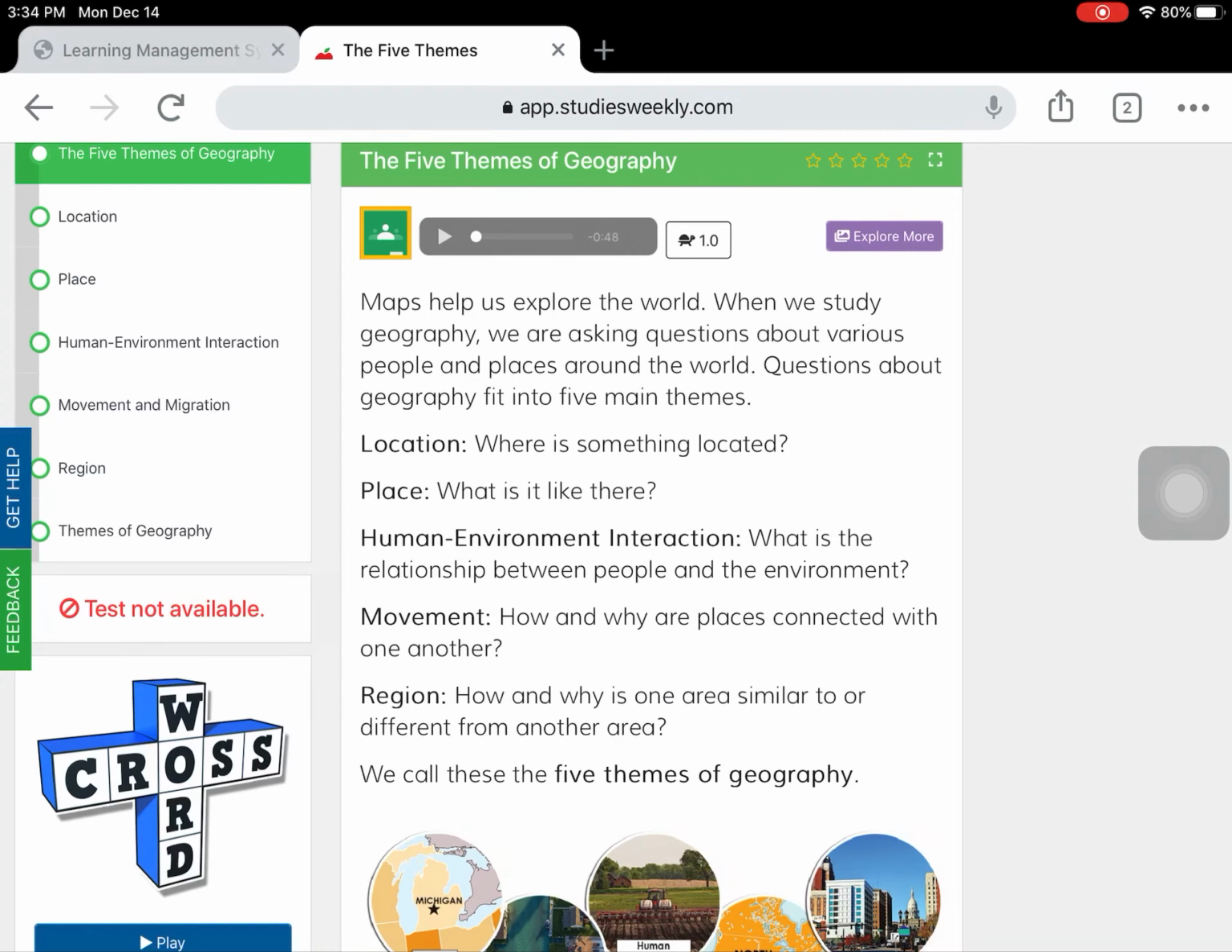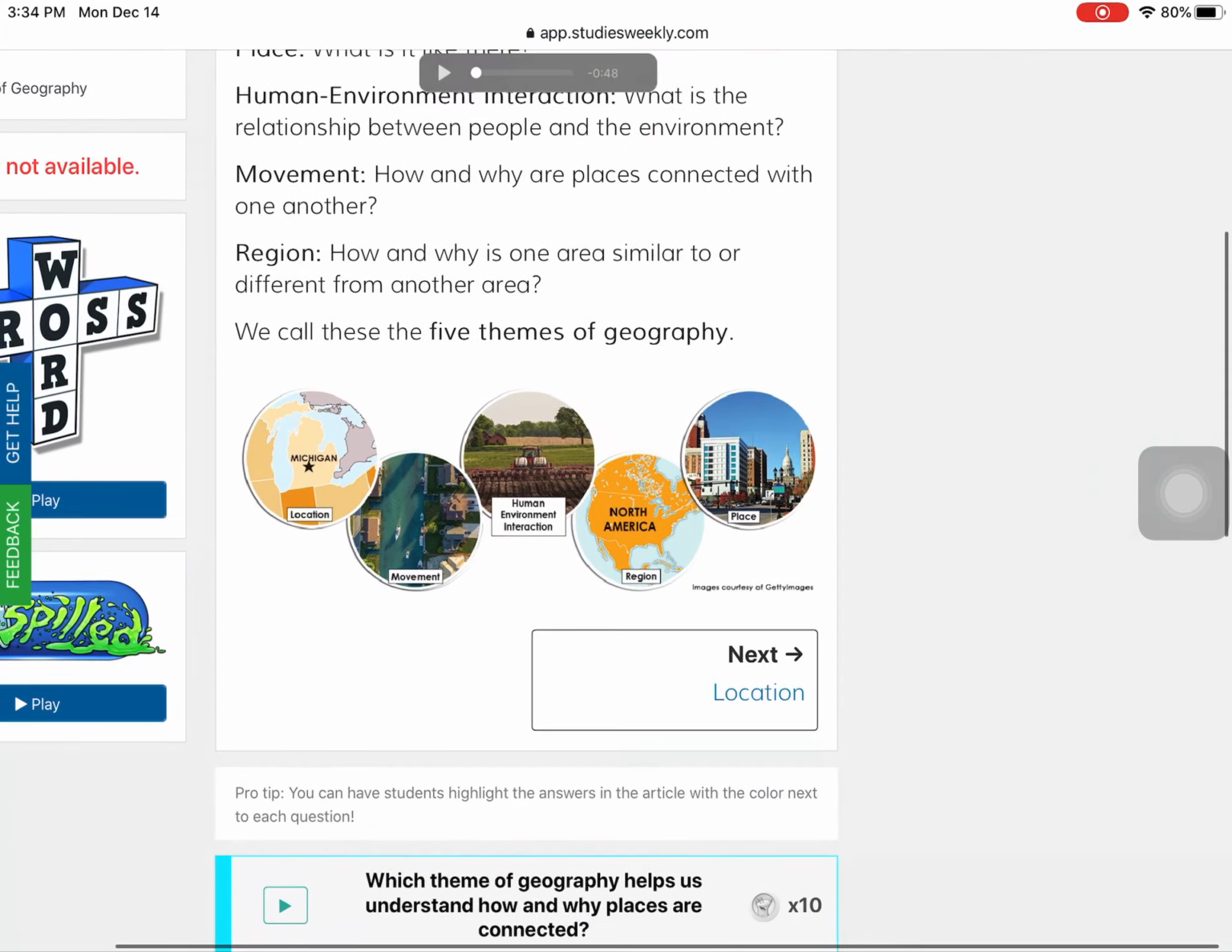Then we have human-environment interaction. What is the relationship between people and the environment? Movement. How and why are places connected with one another? Lastly, region. How and why is one area similar or different from another area?